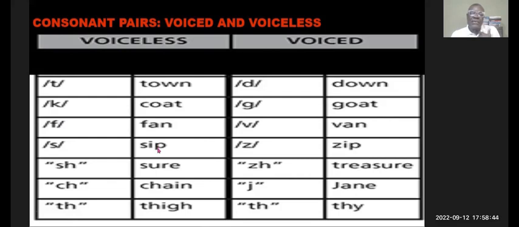Sleep. Z, zip. Sure. J. Treasure, sh. All right? Ch, chain.